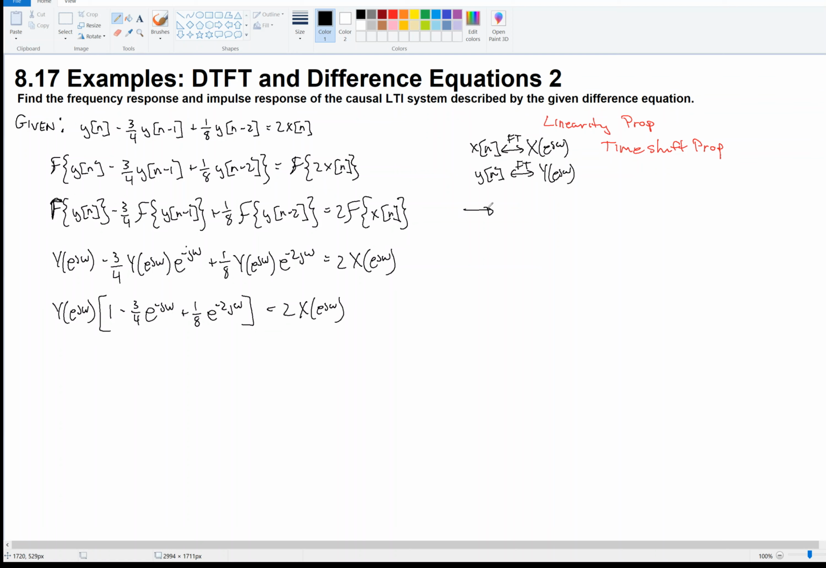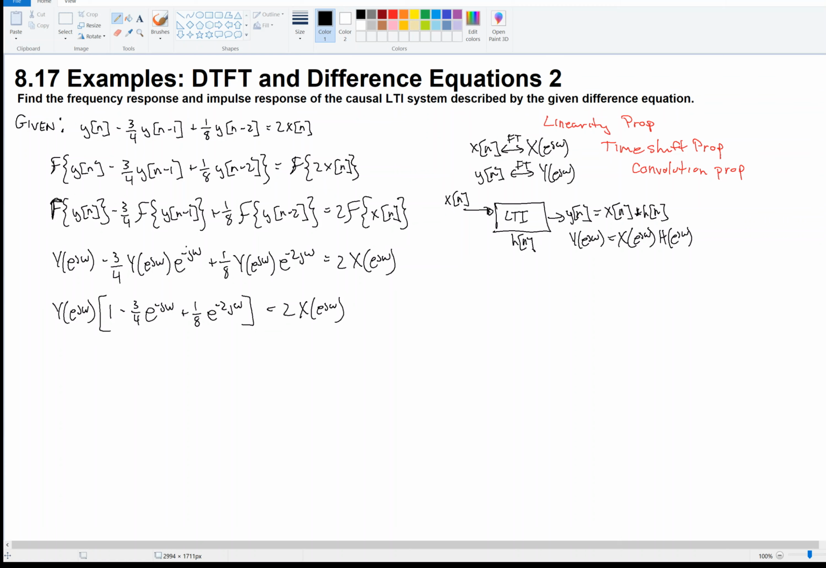Now we need to use the convolution property. If I have x of n going into an LTI system whose impulse response is h of n, I know that I get out x convolved with h. And so the convolution property says that convolution in time is multiplication in frequency. So I have that the Y spectrum is X times the frequency response. So this was the convolution property.